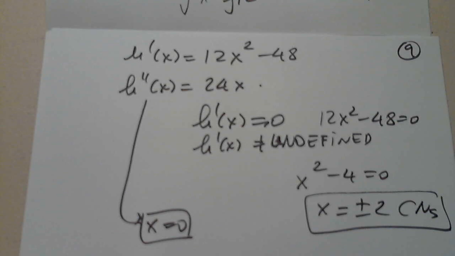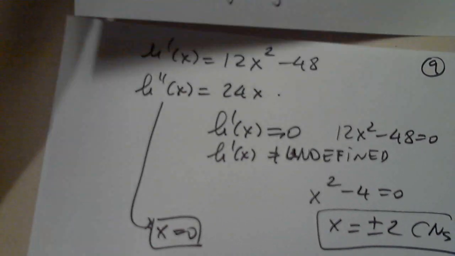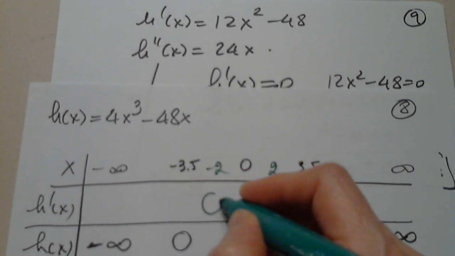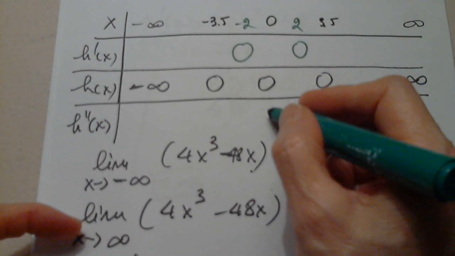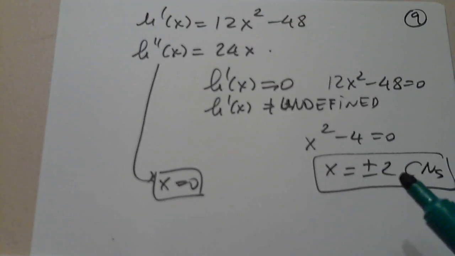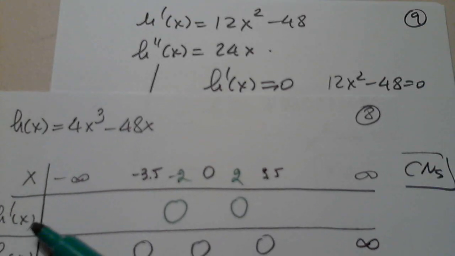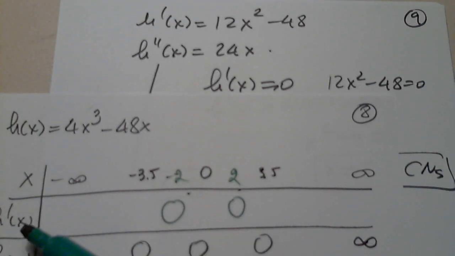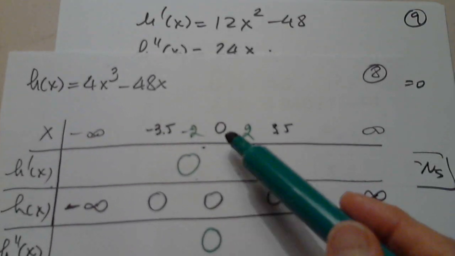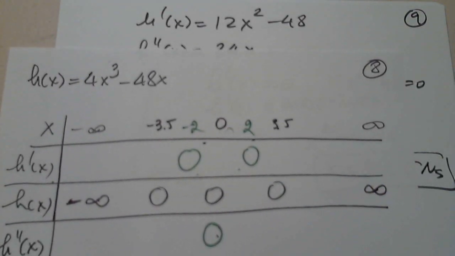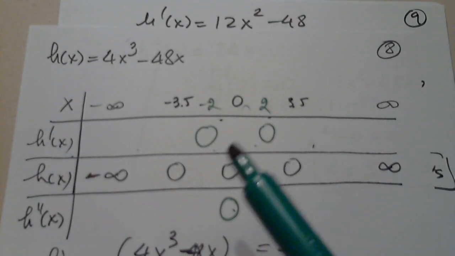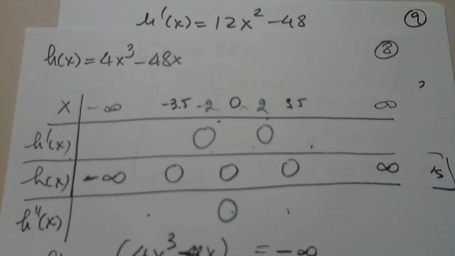Okay, so I have everything I need. So negative 2 and 2 and 0. Positive and negative 2. Negative 2 and positive 2, the first derivative is 0. And the second derivative is 0 when x is 0. Now I have to study the sign of the first derivative and the sign of the second derivative.